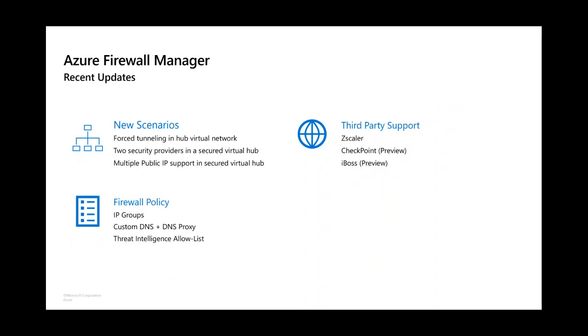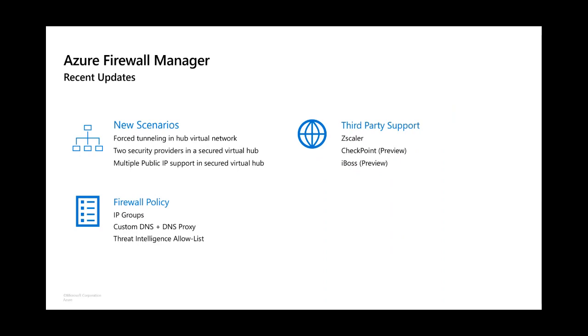As I covered in my previous webinar on Azure Firewall, you can configure Azure Firewall to do forced tunneling, which means that you can forward all the internet-bound traffic to an NVA in Azure or to on-prem, depending on the requirement. So in Azure Firewall Manager, in the Hub Virtual Network deployment, you can now do forced tunneling as well. We also have the security providers available in the virtual hub: Zscaler, Checkpoint, and iBoss, so you can use them. Multiple public IP support is available in secure virtual hub as well. From a firewall policy perspective, you can use IP groups, custom DNS, and DNS proxy.